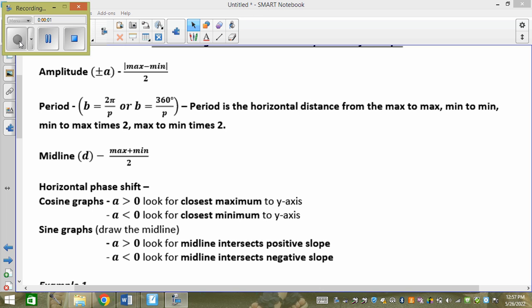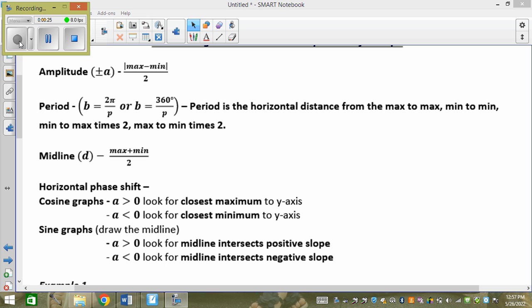An equation, you had to draw a graph, correct? Then I asked you stuff about that equation. The amplitude came from the vertical stretch, right? The period came from the horizontal stretch times the 2 pi or the 360. Then we talked about transformations, and we said horizontal phase shift comes from the C, vertical displacement comes from the D.